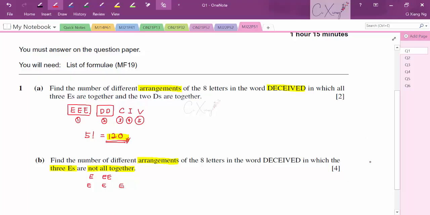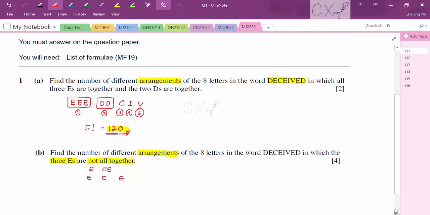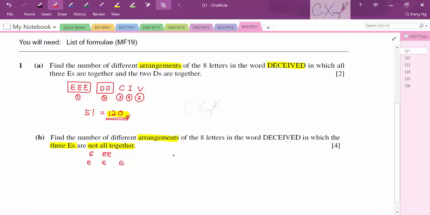All right, so to make the steps easier, what I will do is try to find the arrangements where all the 3 E's are together first. So that means I will consider all the 3 E's together. So what's the number of ways? When all the 3 E's are together, then I have D, D, C, I, V. So from here, you can see that we actually have 6 items: 1, 2, 3, 4, 5, 6. So to arrange these 6 items, it will be 6 factorial.